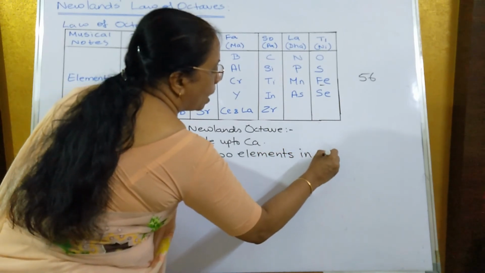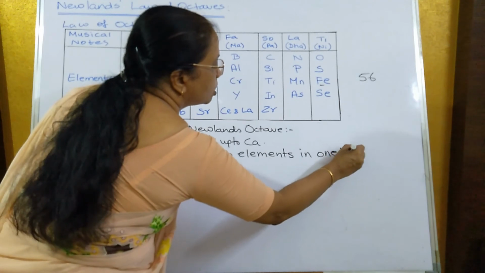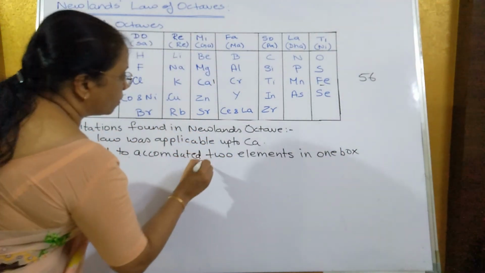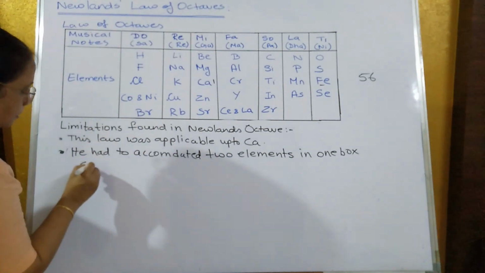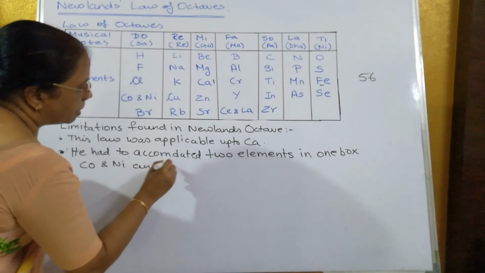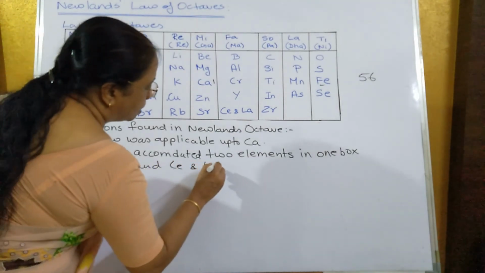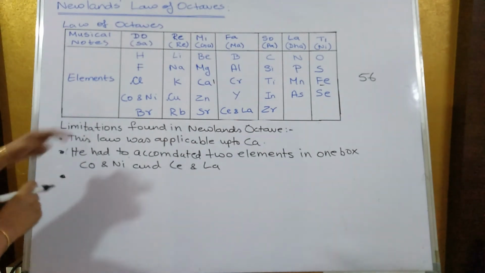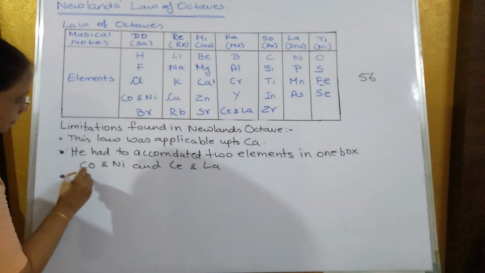In one box. So 2 elements were accommodated in one box. For example, cobalt and nickel, and cerium and lanthanum. Next disadvantage is what? The properties of cobalt and nickel.